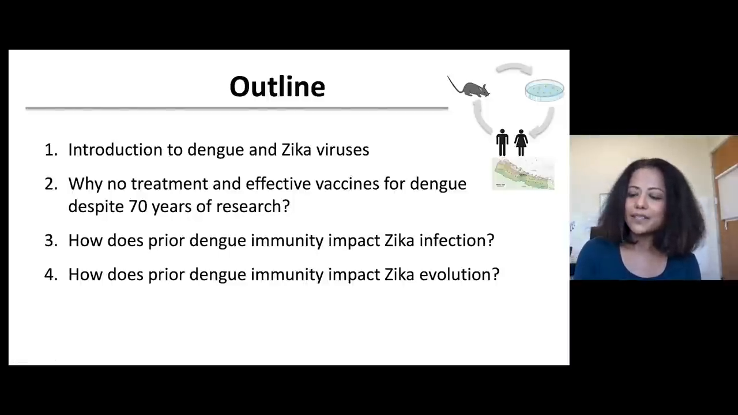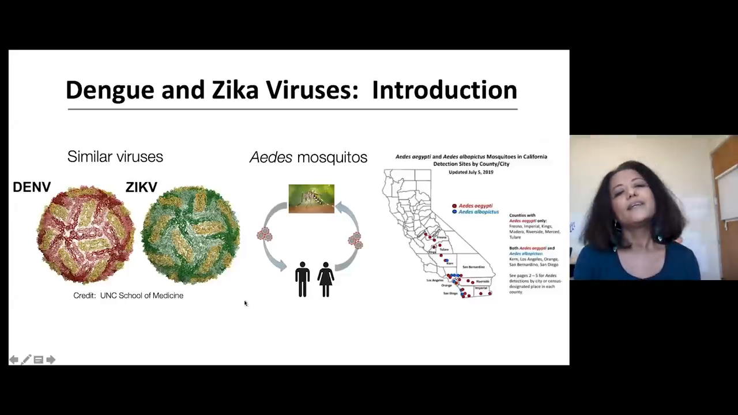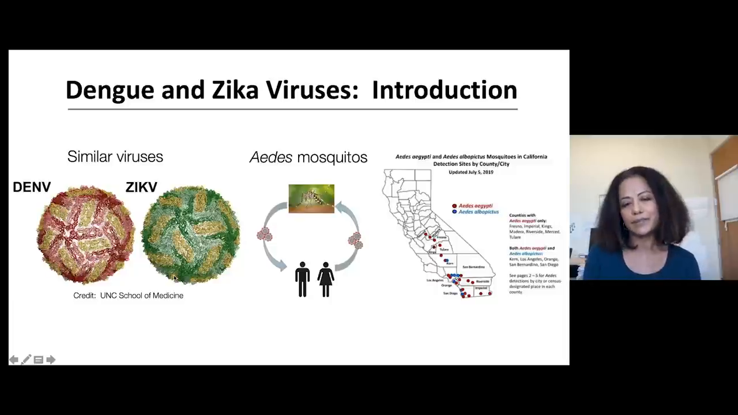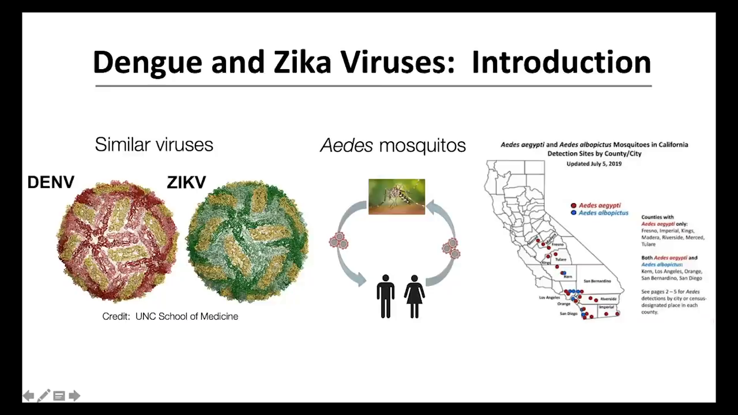Let's start with the introduction to these viruses. Dengue and Zika, these are very similar viruses. Both of these viruses are transmitted by these mosquitoes called Aedes aegypti or Aedes albopictus. These two different species of mosquitoes, they're actually found right here in California, in fact, right here in San Diego. And shown here in the middle is the transmission cycle involving these mosquitoes and us, the humans.